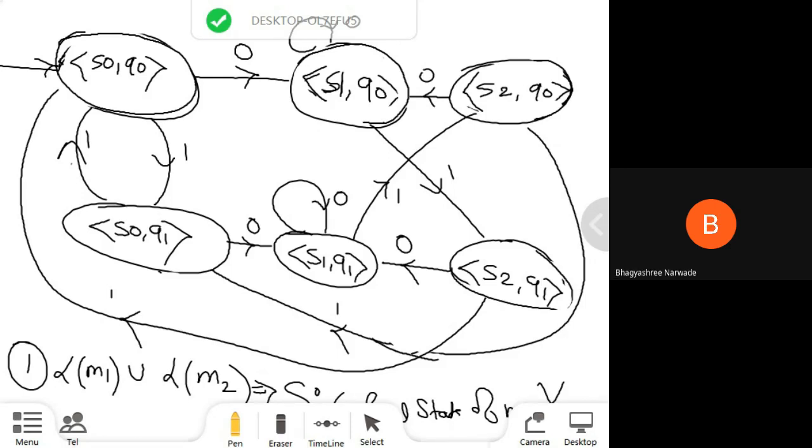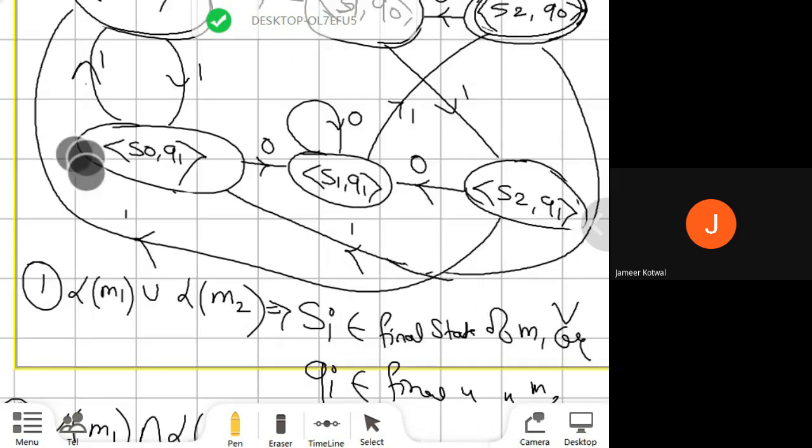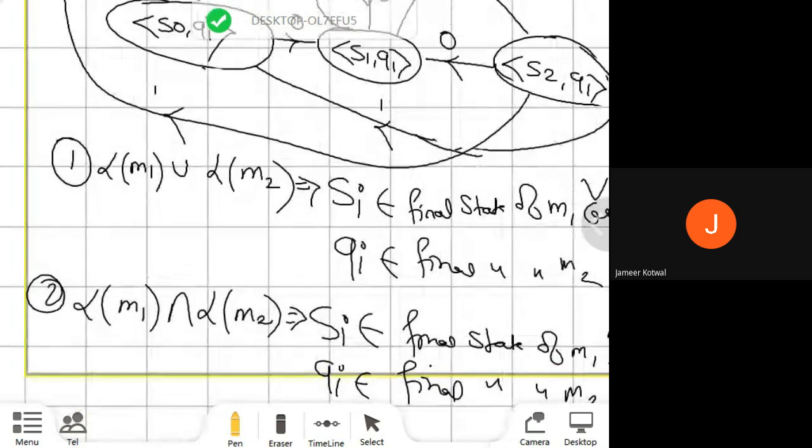Yes, so this will be a final state, that is S2Q0. Only one state, what I'm saying, only one state is a final state for the intersection. It says that both final states must be there combined. So the rest of the states will not be final states. So this one is the output of the intersection, and the last one is the difference.